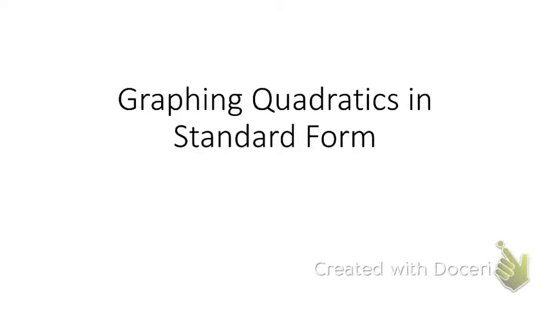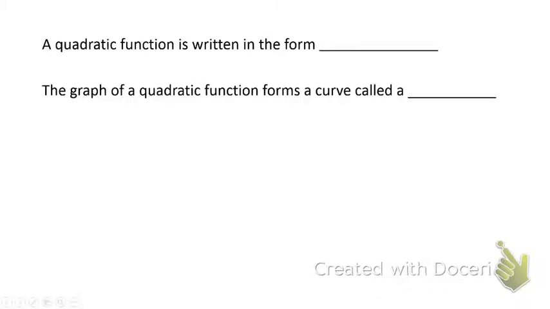Hello, today we're going to be looking at how to graph a quadratic written in standard form. So the first thing that we're going to need to make sure we remember, from before the break, is that we're talking about a quadratic function. It's typically going to be written in the format of y equals ax squared plus bx plus c. Now, like we've been saying, y could be interchanged for f of x. It does not really matter in that regard.